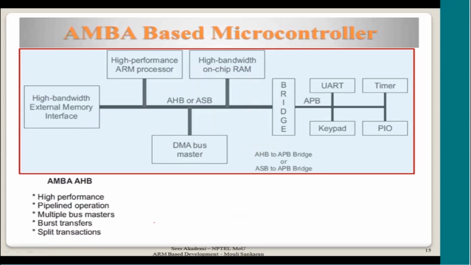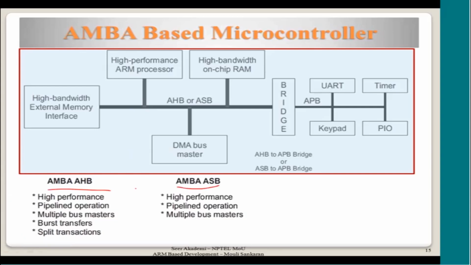Multiple masters could be there. Another processor can be there, so this could be a master, or ARM could be a master, or DMA also could be a master. Burst transfers are possible, that means one non-sequential cycle followed by multiple sequential cycles. Split transactions are possible, so multiple transactions can be split and executed. So effectively the idling time of the bus is minimized. That is the features of AHB.